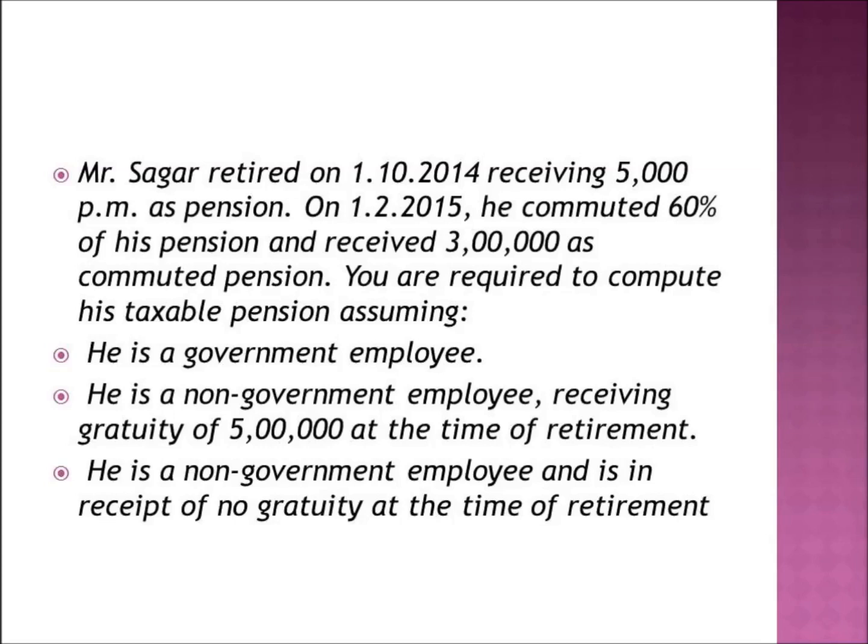Now, you are required to compute his taxable pension assuming that number 1, he is a government employee. Number 2, he is a non-government employee receiving gratuity of rupees 5 lakh at the time of retirement. And number 3, he is a non-government employee and is in receipt of no gratuity at the time of retirement. So, you have to calculate the taxable pension in all the given 3 cases, that is government employee, non-government employee receiving gratuity, or non-government employee not receiving gratuity. So let us see one by one all these 3 cases. What is the taxable pension in all these cases?